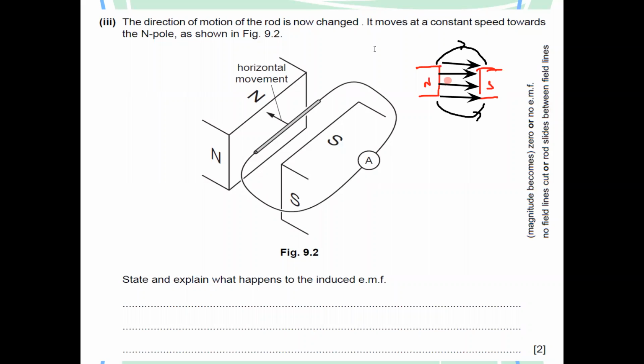The idea is that the wire should move perpendicular, or it should cut the field line. If a wire is moving along the field line, it does not produce a current. So it should cut the field line to produce a current. So the answer here is that there is no change in the magnetic field.